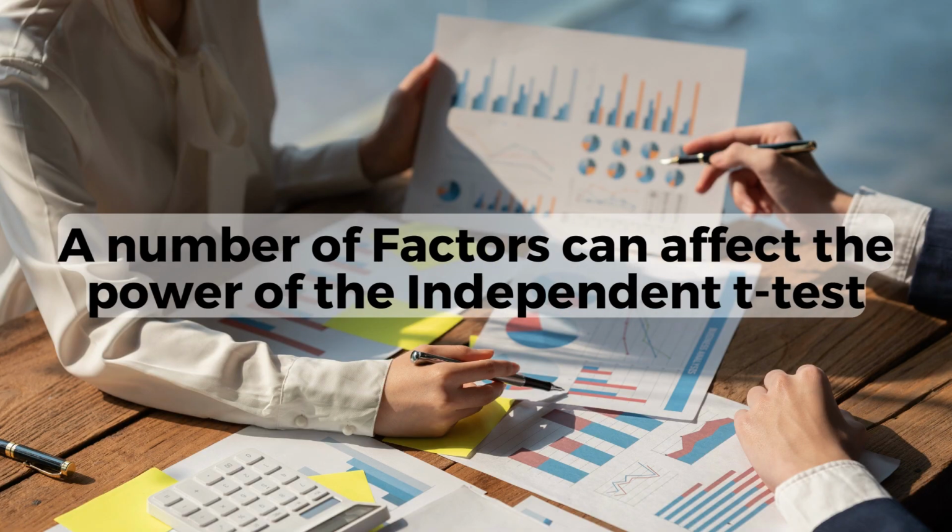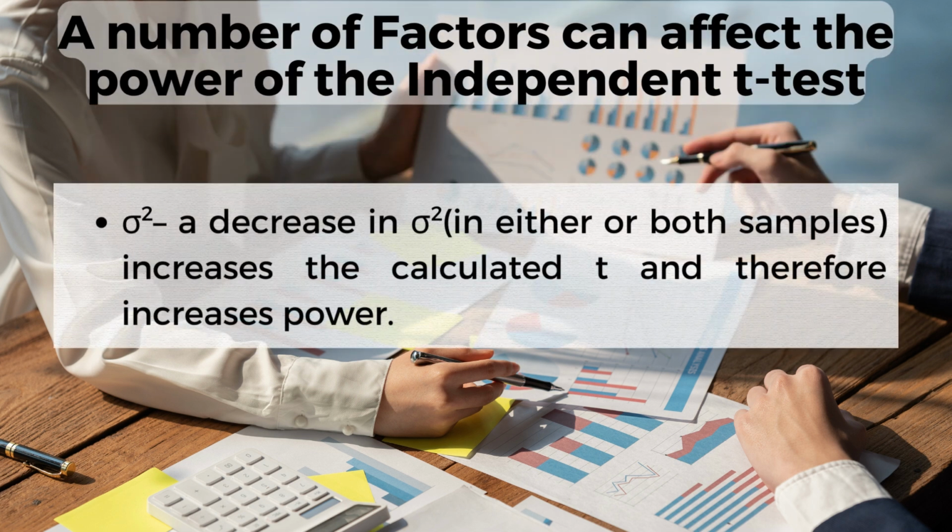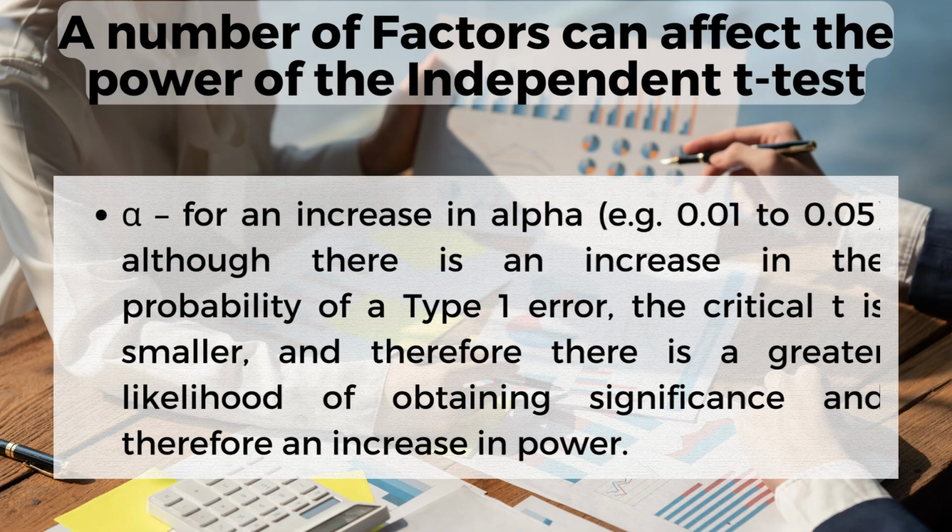There are a number of factors which can affect the power of the independent sample t-test, whether it is the large sample t-test or the small sample t-test. The first one is sigma squared, or the SD squared. A decrease in the SD squared increases the calculated t and therefore increases the power. It means if the value of the standard deviation in either or both samples is low, in that case we are going to get a t value of high strength, or high power. Another one is the alpha.